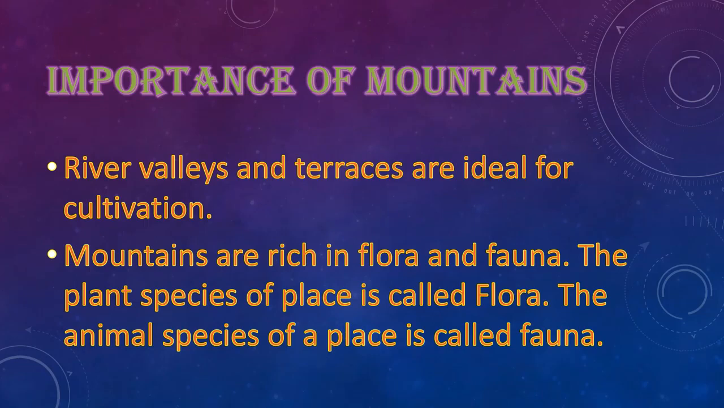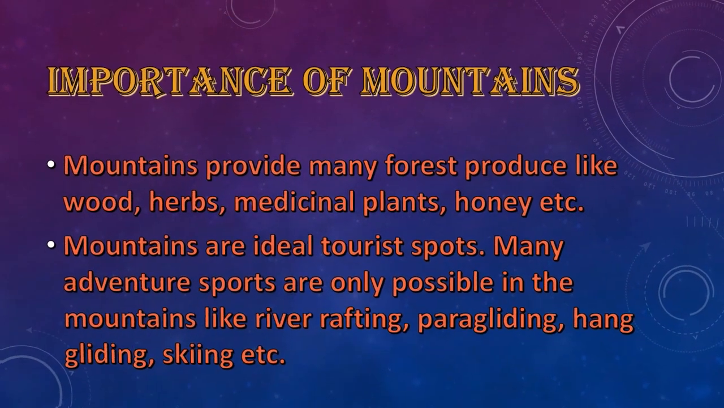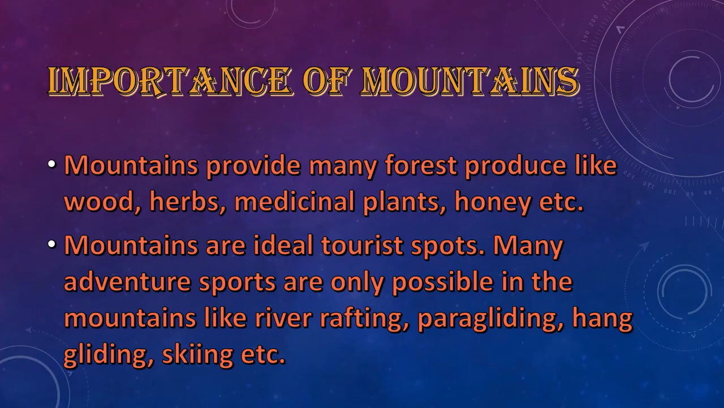The plant species of a place is called flora. The animal species of a place is called fauna. Mountains provide many forest produce like wood, herb, medicinal plants, honey, etc.